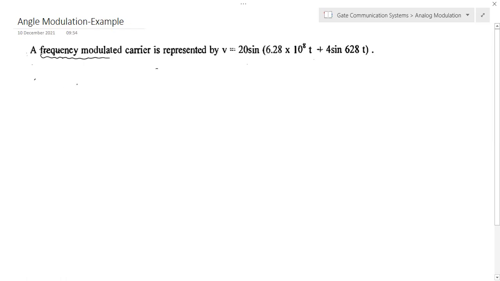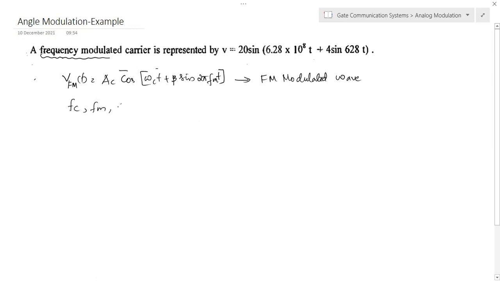If it is a frequency modulated signal, the general form of that signal, you can write s of t as Ac cos (omega ct plus beta sine 2 pi fm t). Okay, so this is the general form, and if you compare, you can see the given equation is also in this particular form. So the given equation is an FM modulated wave. Now from this equation, if you compare, you can find the carrier frequency. So we can find fc, fm, and frequency deviation.